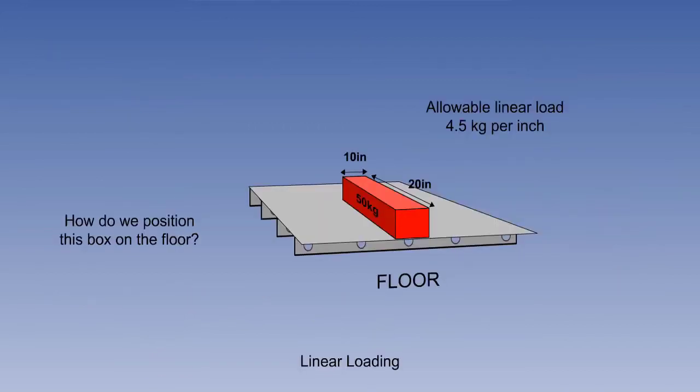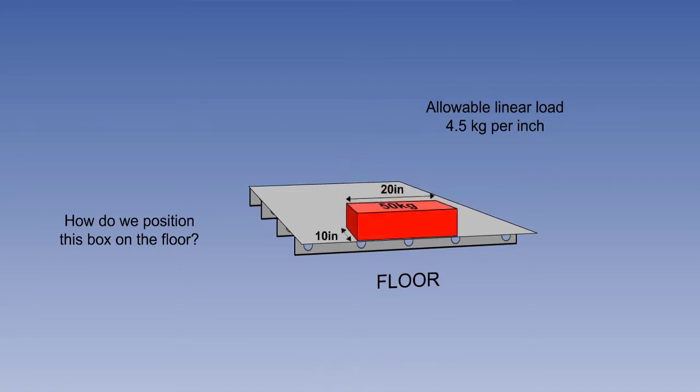Let us look at an example of calculating the allowable linear load distribution where a box of mass 50 kilograms is to be placed on a cargo floor whose linear loading limit is 4.5 kilograms per inch. The box must be placed in the best position in order that the floor linear limit is not exceeded. Place the 50 kilogram box, measuring 20 inches by 10 inches square, in position shown on the screen.